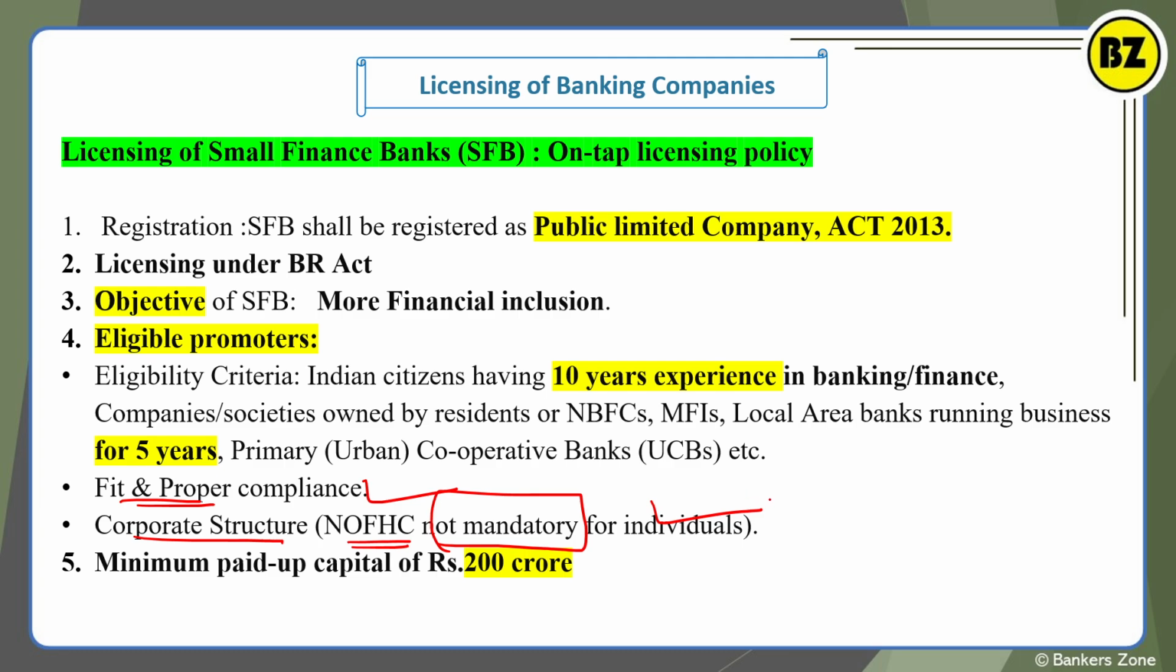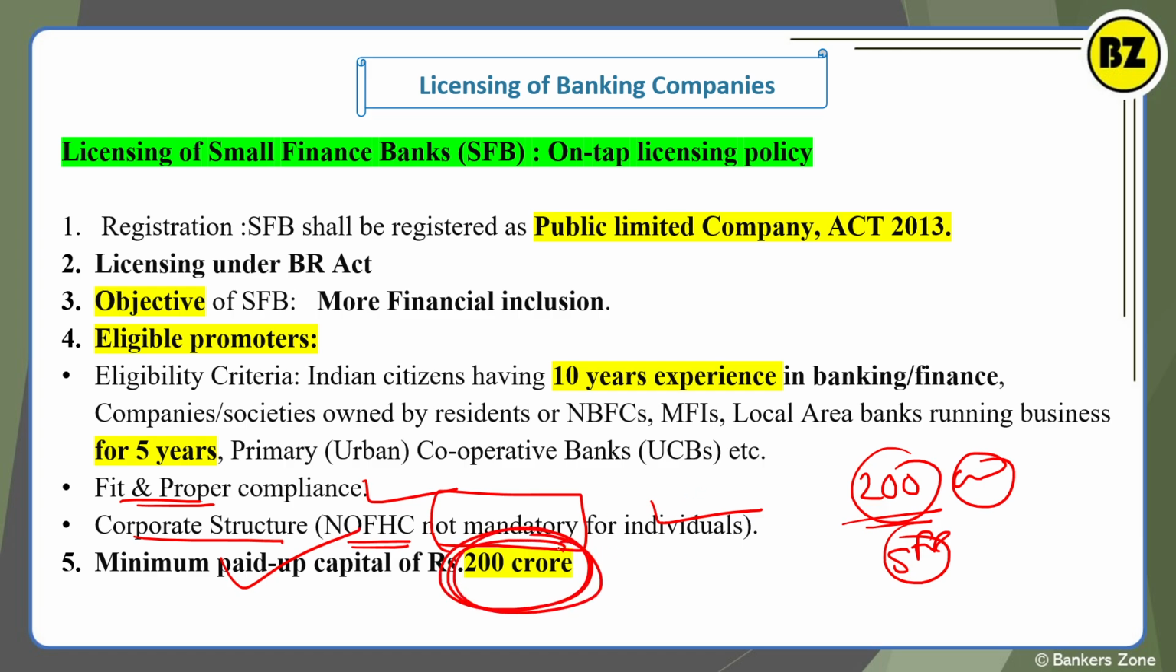Then minimum paid up capital. So what is the capital required? You have to bring at least 200 crores initially to open the small finance bank. Okay, so minimum paid up capital is 200 crores for the small finance bank. It is important to note, it is 200 crores. And for the universal banks, that is the private banks, it is 500 crores. Okay, those two things you also have to remember.